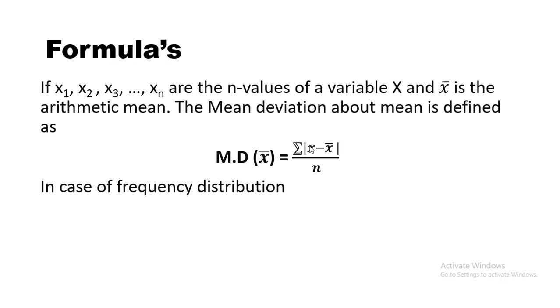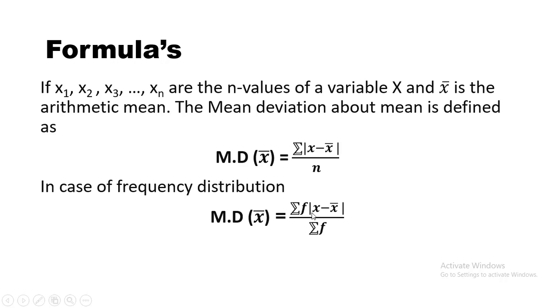Now in the case of a frequency distribution, we have the formula: summation f into the absolute value of x minus x bar, divided by the sum of f. One thing to note is that this summation f doesn't mean that you can cancel these two values out. No, this f is multiplied with the absolute value of x minus x bar, and then we need to find its sum.